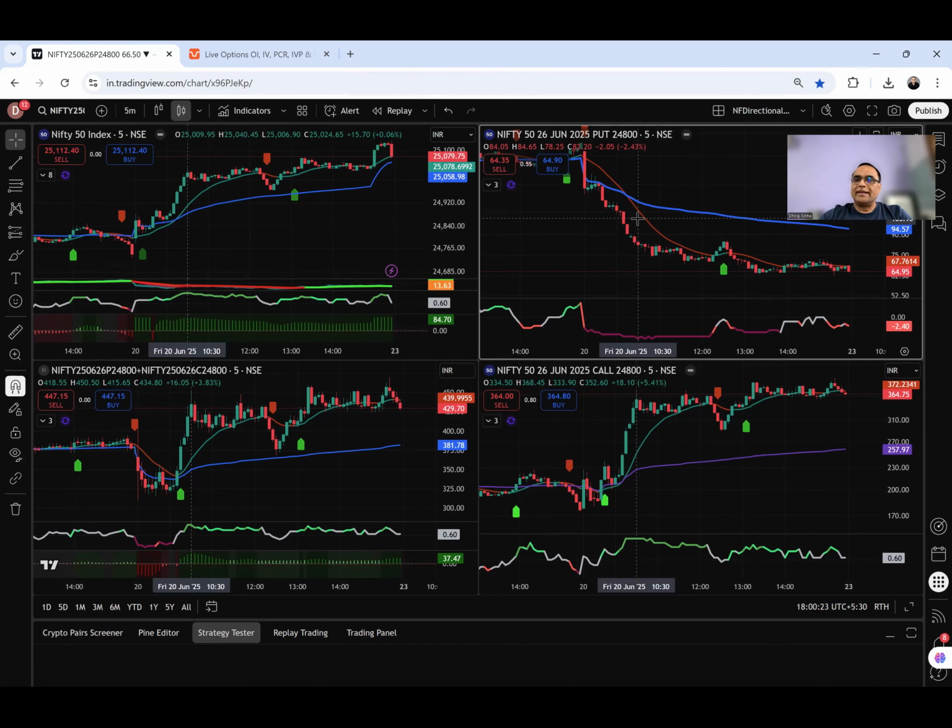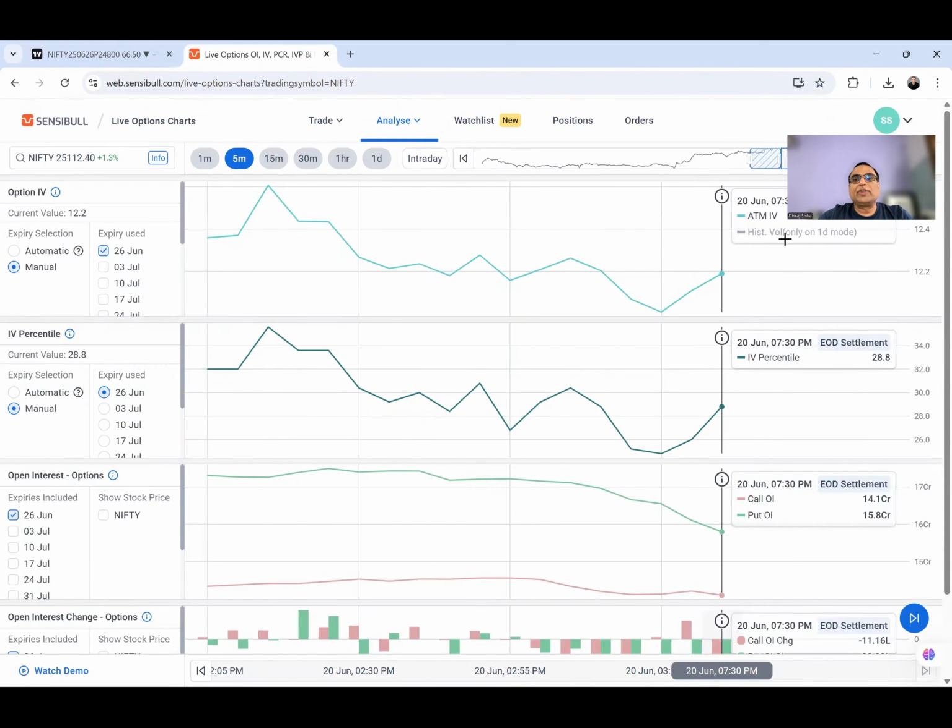But before I even get into there, I try to determine, is IV increasing or is IV decreasing? So the basic thing is IV bullish or is IV bearish? Now, how do I determine that? There are a few things which I do. Okay. So one is, I will show you the Sensibull.